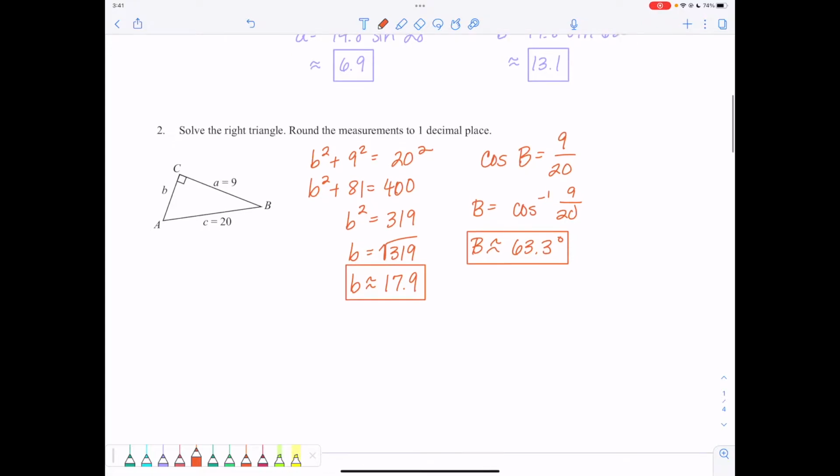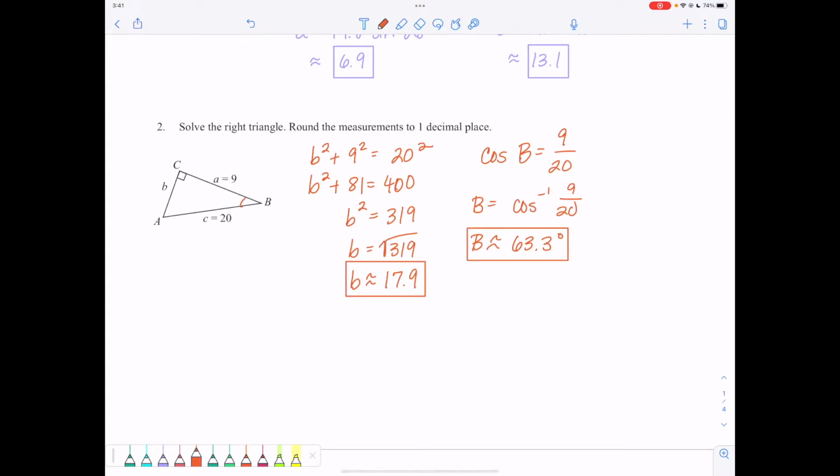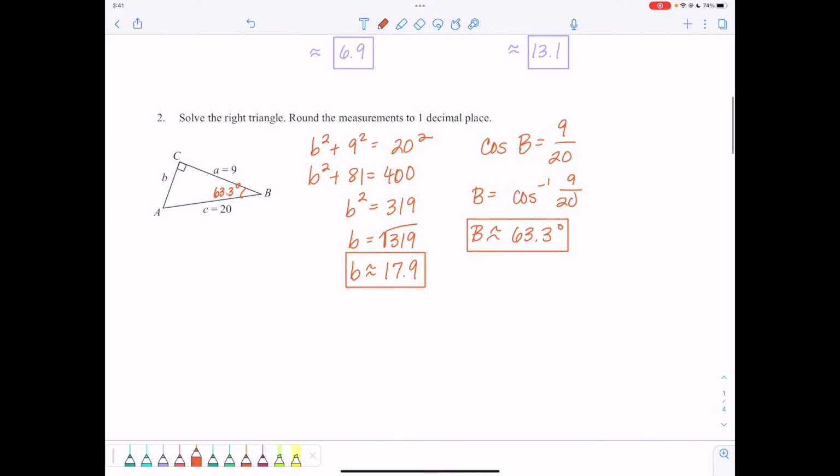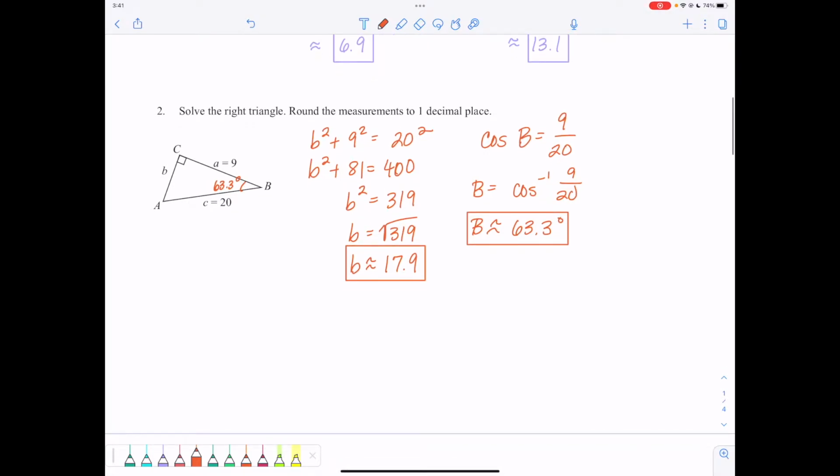Okay, and now that we have 63.3 degrees, we can say that angle A is about equal to 180 minus 90 degrees minus 63.3 degrees. So A is approximately 26.7 degrees.